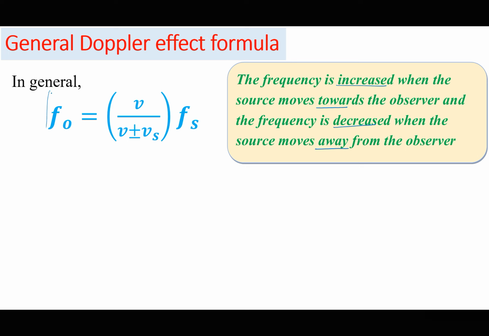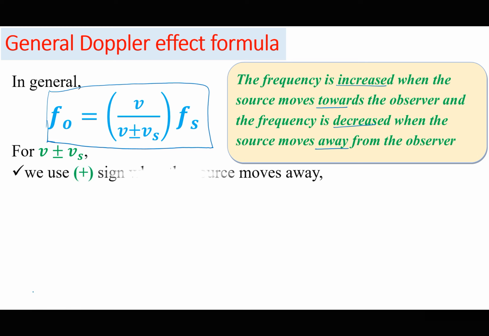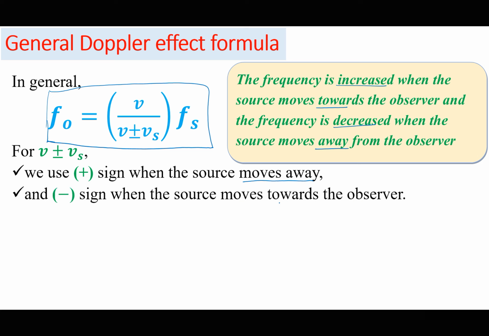I think this equation is given in the list of formula. The last time I checked, this equation was quoted in the list of formula. Our task will be, when do we use plus and when do we use minus? So the convention for plus or minus is very simple. We use a plus sign in the denominator when the source moves away, because away is associated with a frequency which is lower than the normal frequency of the source. And we use a minus sign when the source is moving towards the observer, because towards the observer is associated with an increase in frequency.